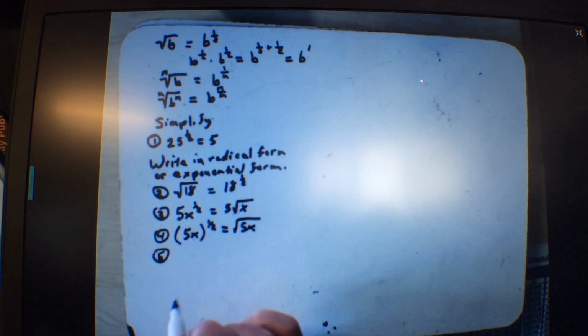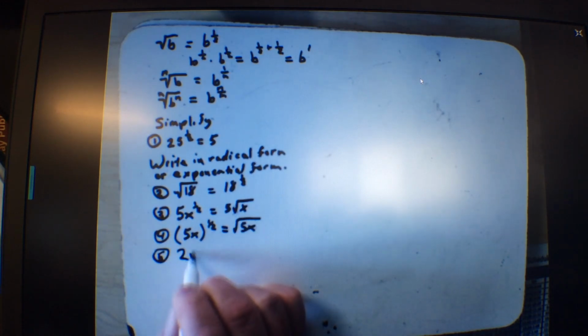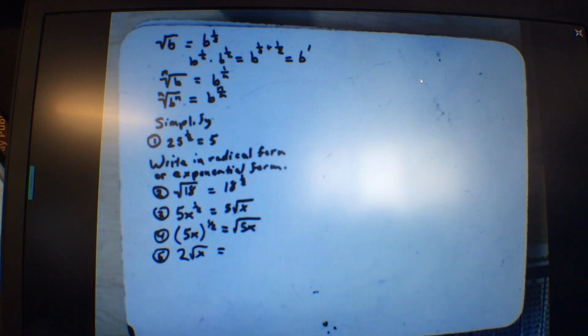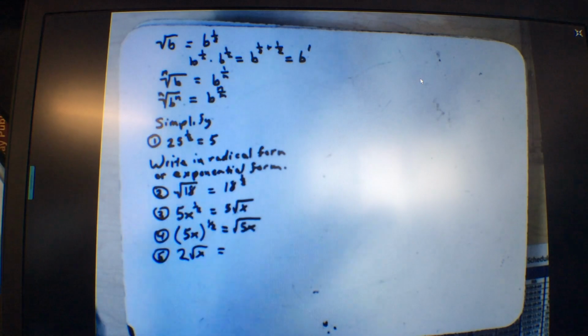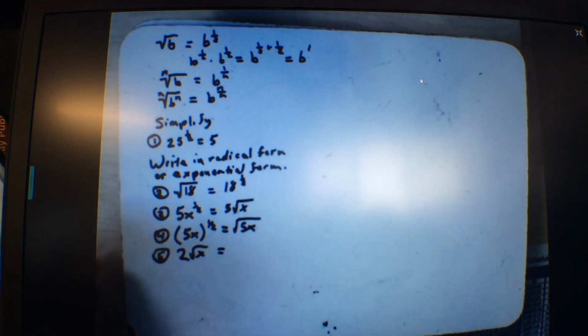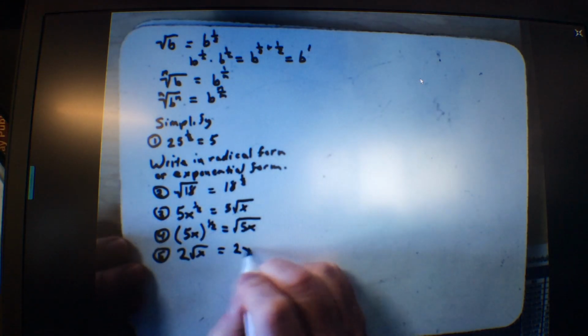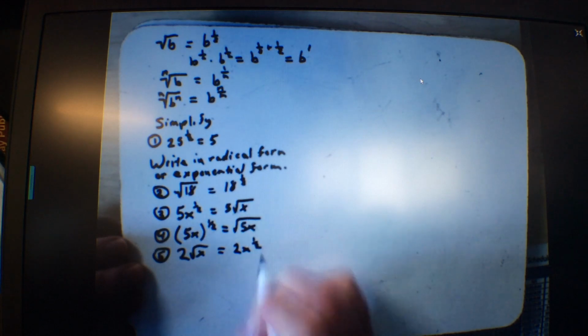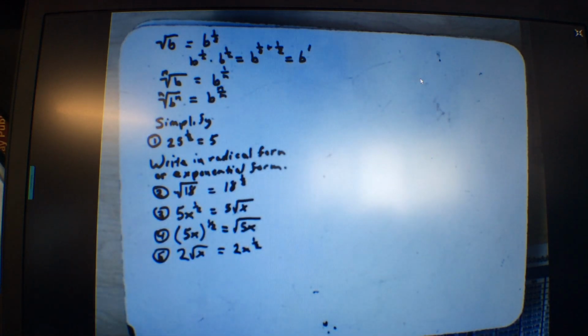All right, so let's do one more. What if I have 2 times the square root of x? What form is that? Radical. And how do I put it in exponential? 2x to the 1/2 power. Is it in parentheses? No, because the 2 is not involved. Do we understand that?